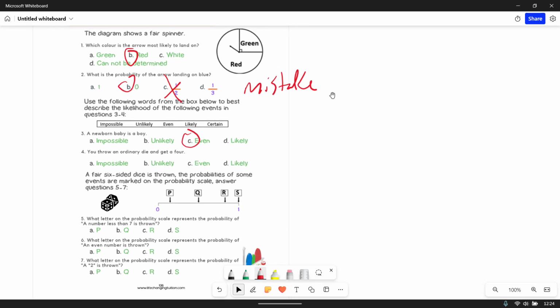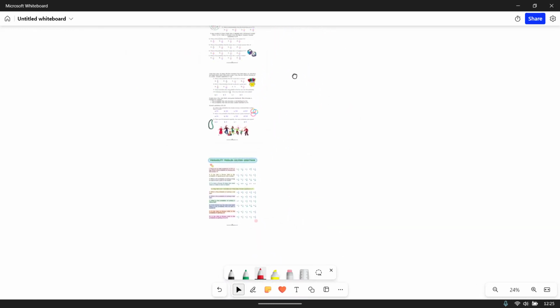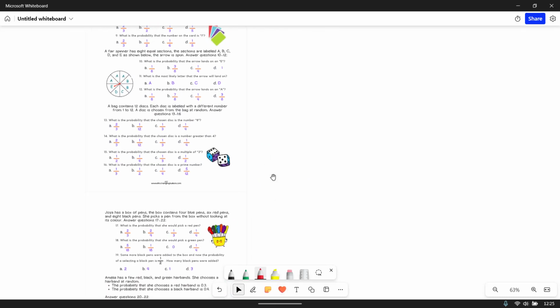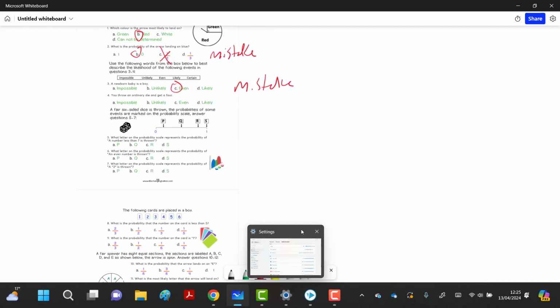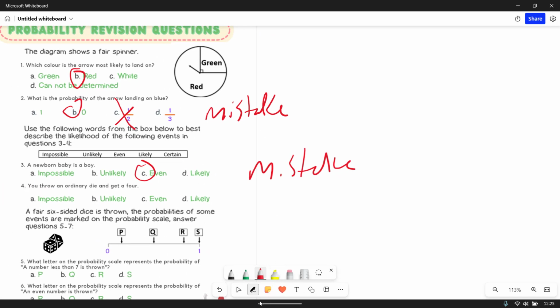Using question 3C. So mistake here now. Let's check how many questions there are. Yeah, 22. So we've got another mistake here. Okay, mistake there. You throw an ordinary dice and get 4. Well, there's only one 4, so it's 1 out of 6, so it's unlikely. So 4 is B.